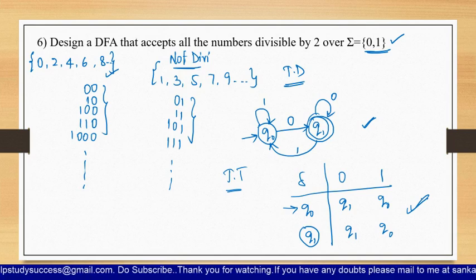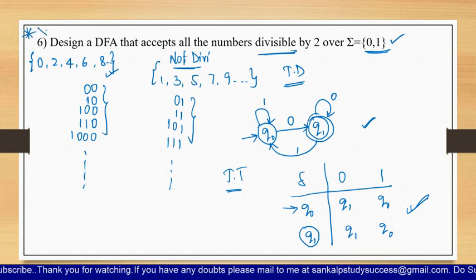So in this way we are going to draw the transition diagram for the numbers divisible by 2. This is the DFA for the numbers divisible by 2, accepting the divisible numbers. This is one of the important questions which you may expect in the external exam, which is divisible by 2, or you may also get divisible by 3.